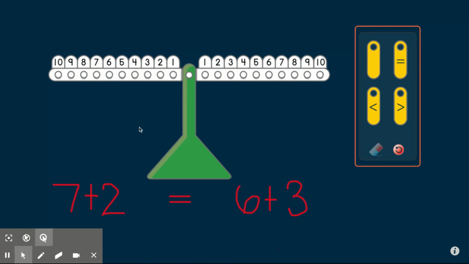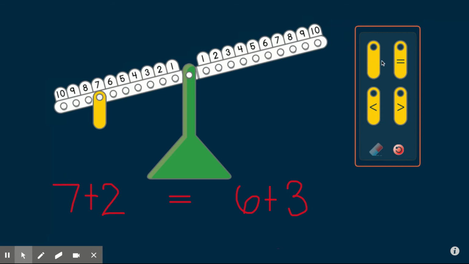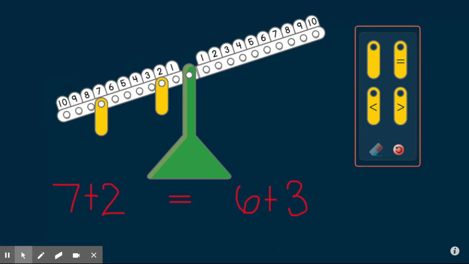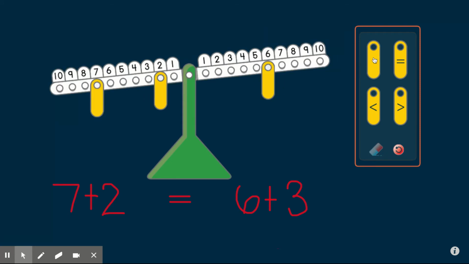Okay, on the left side of the balance scale, I'm going to do the left side of the equation, on the left side of the equal sign. 7 plus 2. So I'm going to put a peg on 7, and I'm going to put a peg on 2. You can see that the balance scale is already tilting to the left because I don't have any pegs over here on the right-hand side. I'm going to solve 6 plus 3 on the right-hand side because it's on the right-hand side of the equal sign. So I'm going to put a peg on 6 and a peg on 3.